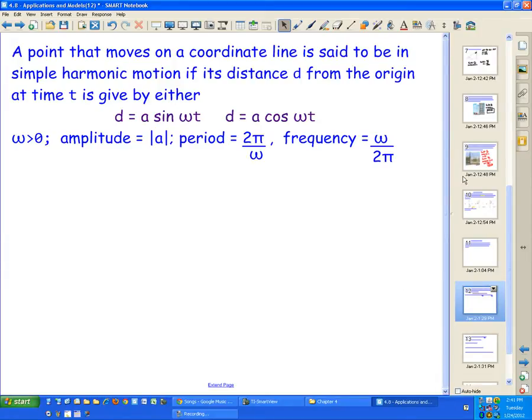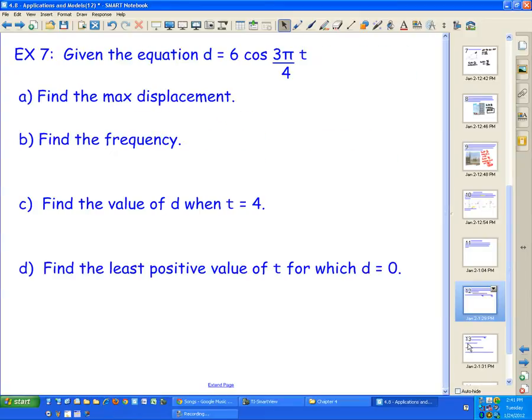In our final example, we are given this equation, and we want to find the maximum displacement, the frequency, the value when t is 4, and at least one positive value for t in which d equals 0. So if I want to find the maximum displacement, that's basically the amplitude. And if you remember from before, displacement is amplitude. And so you can see that that's going to be 6. 6 units of whatever we're dealing with.